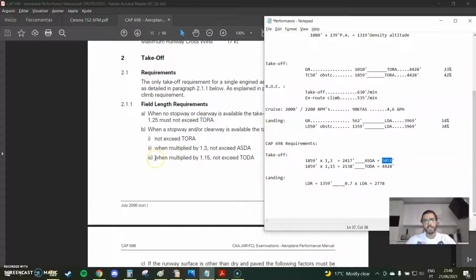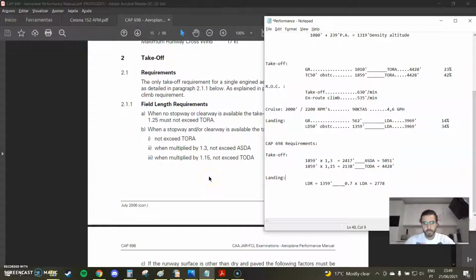Now, your takeoff distance required multiplied by 1.15. This is the calculation here, which gives this value. It cannot exceed takeoff distance available, which is this value. So this value has to be lower than this one. We are also good on this one.